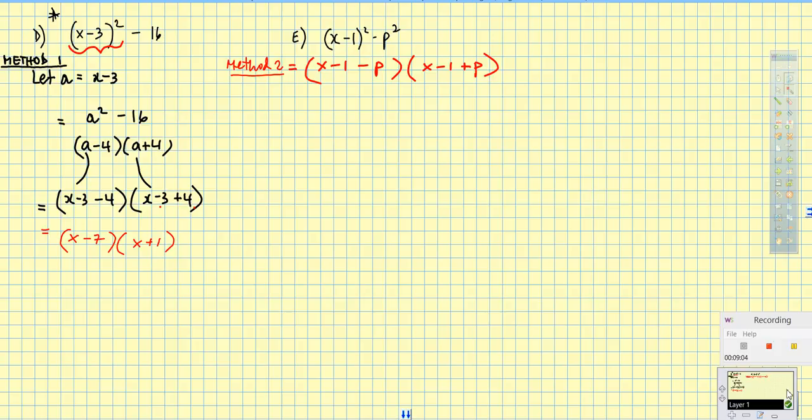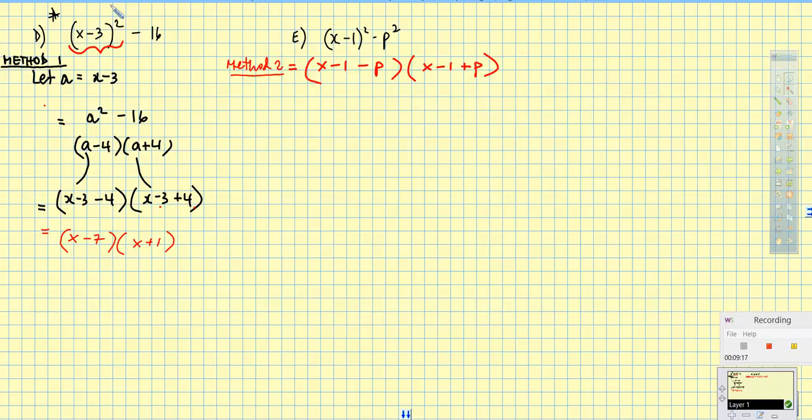now the questions can get a bit more complicated. So for example, I could have x minus 3 all squared minus 16. Now, I may not recognize this as being a difference of squares, but if I were to let a equal x minus 3, then I would replace that a for x minus 3, and I would end up with a squared minus 16.